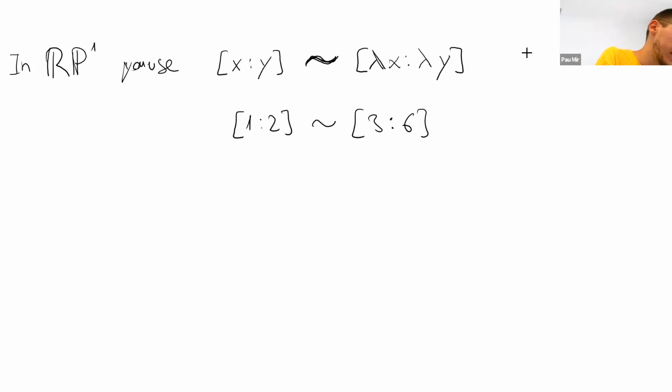So x and y cannot be 0 at the same time. So 0, 0 is not an element of RP1. It does not have any sense in the projective space. It does not exist here. x and y cannot be 0 at the same time.